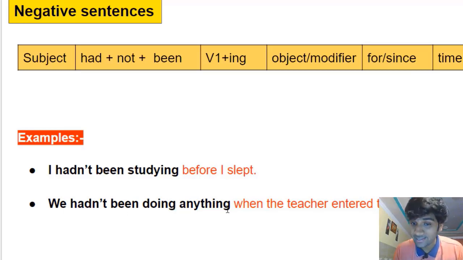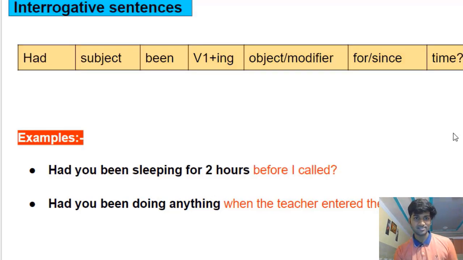We hadn't been doing anything when the teacher entered the class. We hadn't been doing anything. Had not is contracted into hadn't. That's how we form negative sentences. Interrogative sentences, first comes the auxiliary verb had, followed by the subject, been, the progressive form, and everything is just the same. At the end of the sentence, you need to have this question mark.